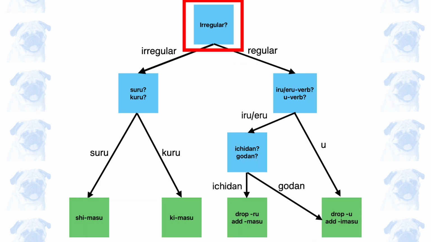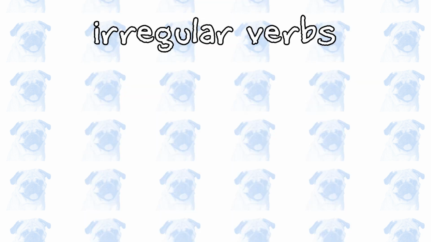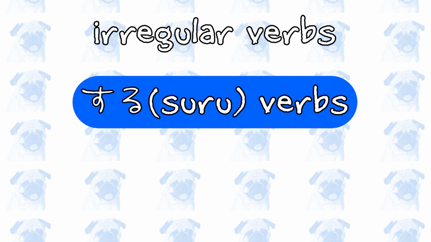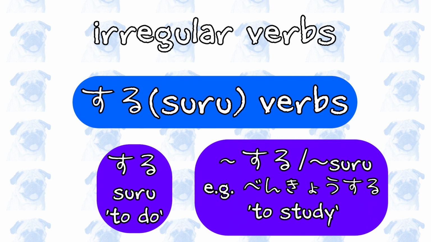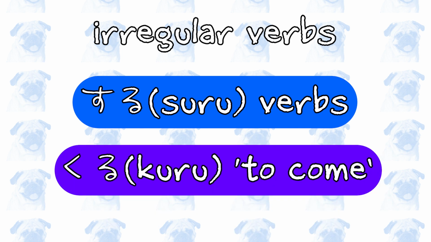Step 1. Is the verb in question an irregular verb? There are two groups of irregular verbs in Japanese. The first group consists of the verb suru, to do, as well as all the verbs that end in suru, such as benkyou suru, to study. The second group consists only of the verb kuru, to come.